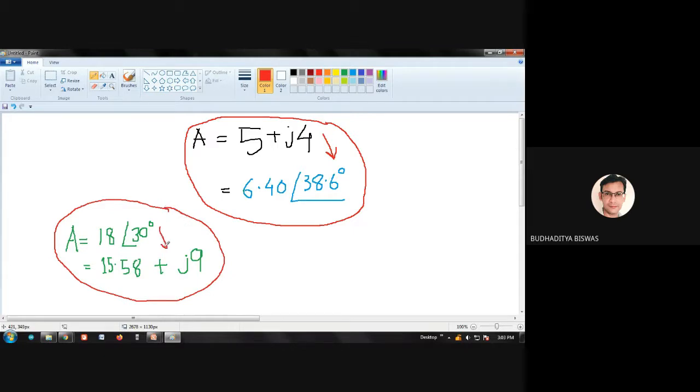This type of conversion is required every time, because suppose this is A1 and this is A2, because in the AC chapter every time you need to compute A1 plus A2 or A1 divided by A2. For summation and subtraction you need to represent the complex number in the Cartesian form, and for division and multiplication you need to represent that value in the polar form. So polar to rectangular and rectangular to polar need to be known. You people know the procedure.